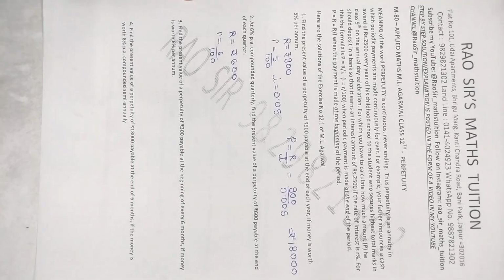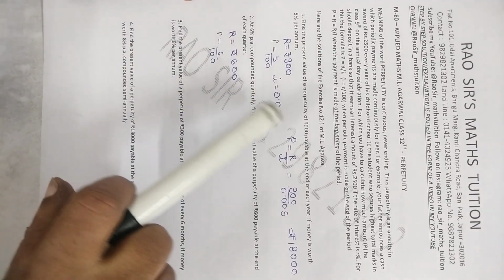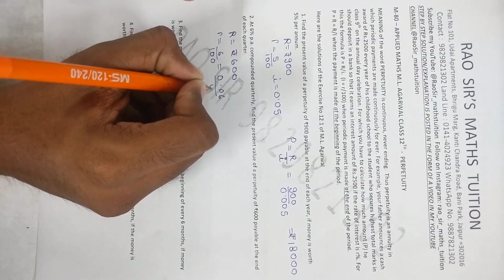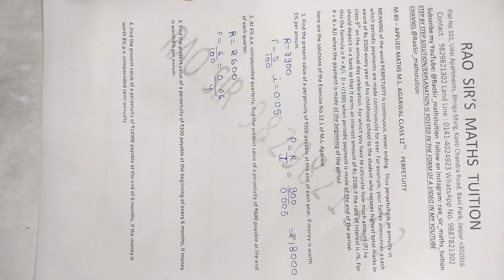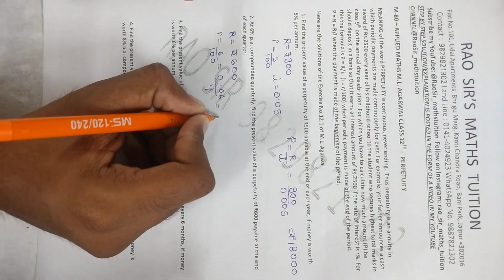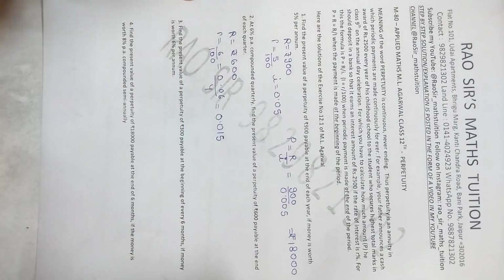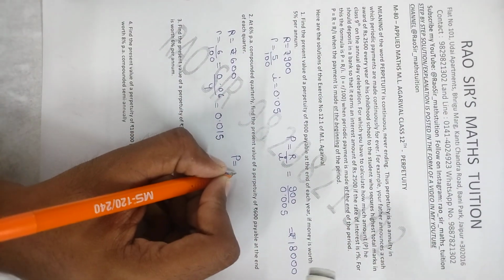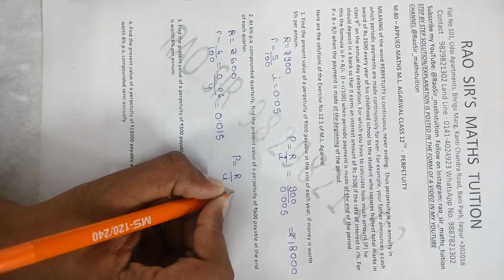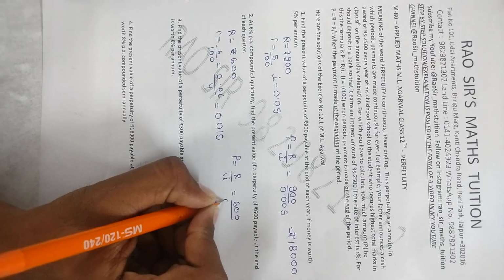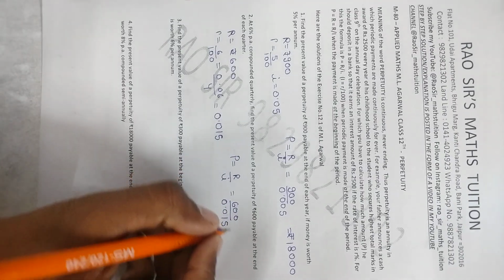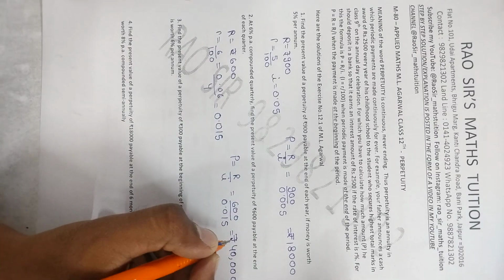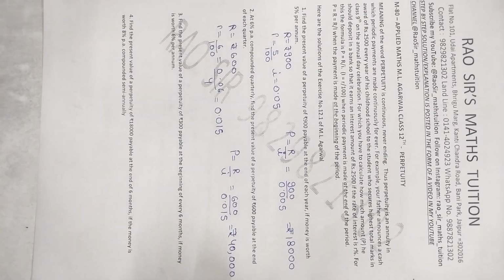That means 6 divided by 4, so 6 upon 100 into 1 by 4. That works out to 0.015. So with the same formula, P is equal to R by I, that is 600 upon 0.015, which works out to 40,000 rupees.